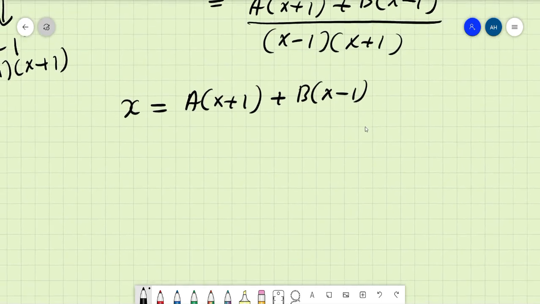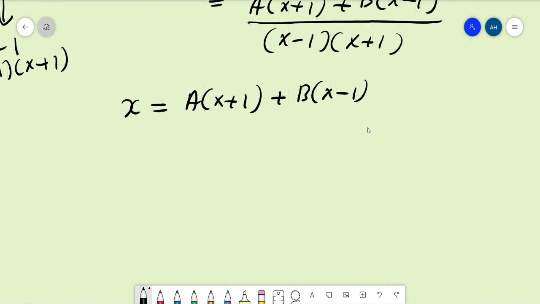So what we have to do next is expand the terms on the right hand side. We have x equal to, that's the left hand side. On the right hand side we have a multiplied by x, so ax plus a, plus bx minus b. Okay, we collect like terms, combine like terms together.